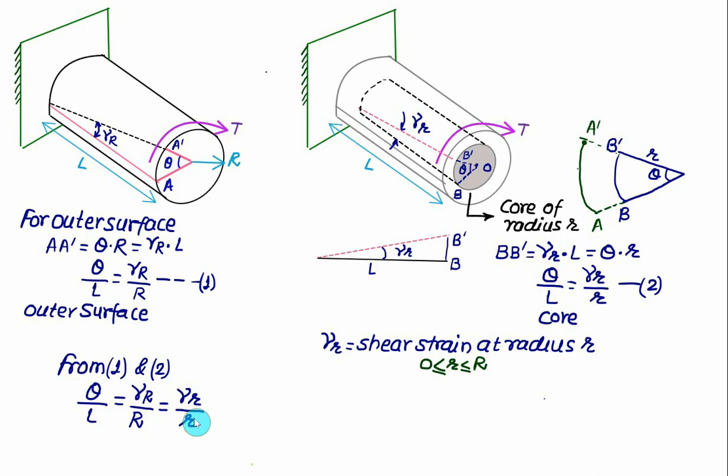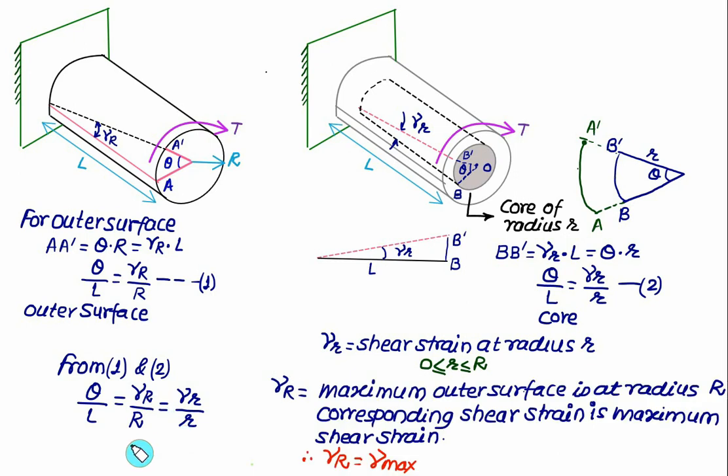Now since the value of r will be maximum, equal to capital R, we'll represent the value of gamma R, which is the maximum possible value because we have the limit from 0 to capital R. So this value of gamma R will be the maximum value of the shear strain. So gamma suffix R represents here the maximum at the outer surface, at radius equal to capital R. Corresponding shear strain is maximum and is called the maximum shear strain.